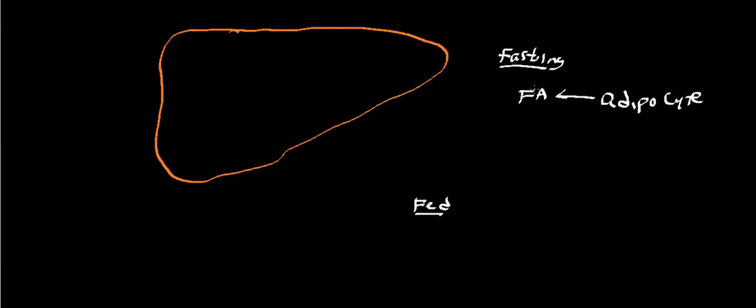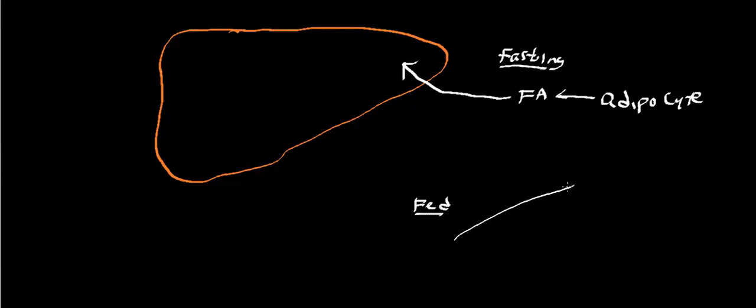Here I'm going to have fasting. This is the fasting case, and this is going to be the fed case. So in the fasting state, what we mentioned is that the lipids are coming from adipocytes. So here we have an adipocyte, which is going to release fatty acids. Those travel through the blood, and they end up in the liver.